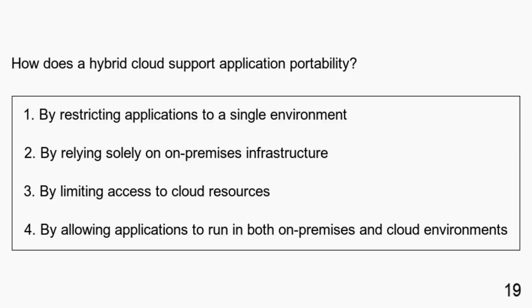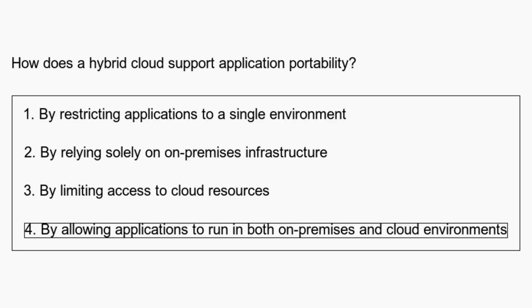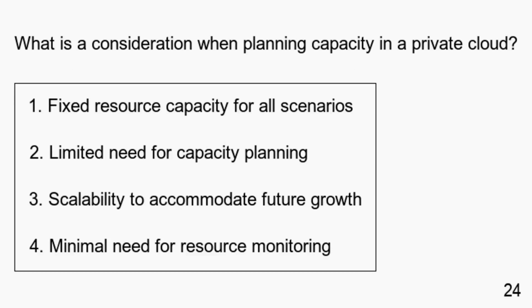How does a hybrid cloud support application portability? By restricting applications to a single environment. By relying solely on on-premises infrastructure. By limiting access to cloud resources. By allowing applications to run in both on-premises and cloud environments. Hybrid clouds support application portability by allowing applications to run in both on-premises and cloud environments, providing flexibility.